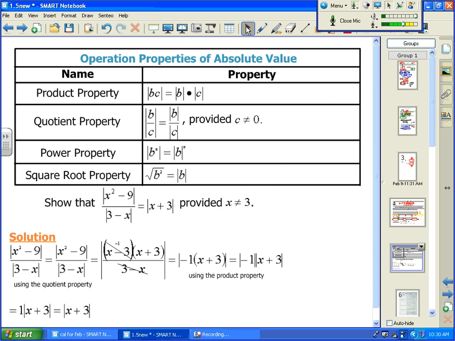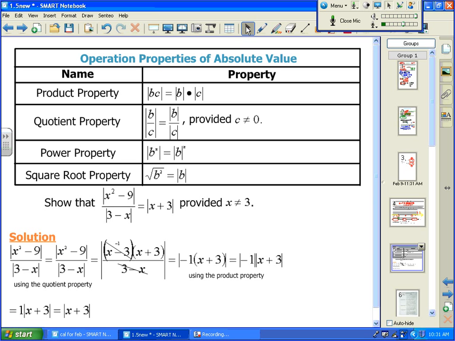Shown here are some operation properties regarding absolute value brackets. The first one is our product property. So I've got the absolute value of the product of b and c inside my brackets. What I can do is rewrite those as the product of each, both with absolute value brackets. Same goes with division, provided that your denominator is not equal to 0. If I've got an exponent inside my absolute value bracket, I'm allowed to move that outside. And the last one, the square root of b squared is equal to the absolute value of b.